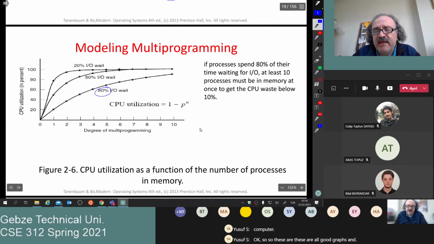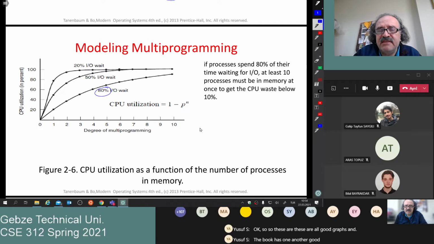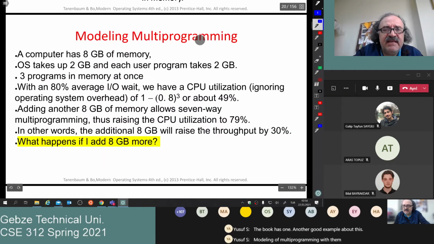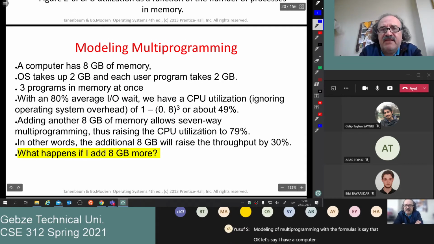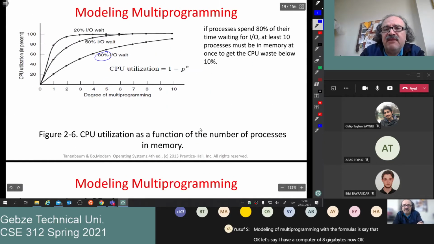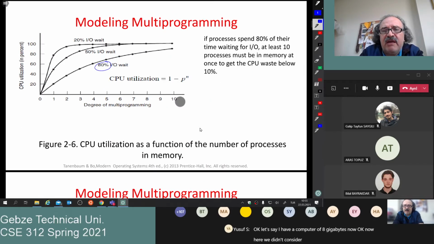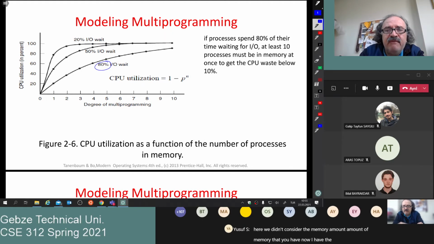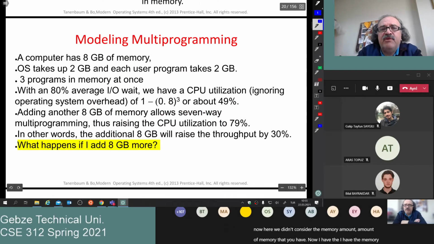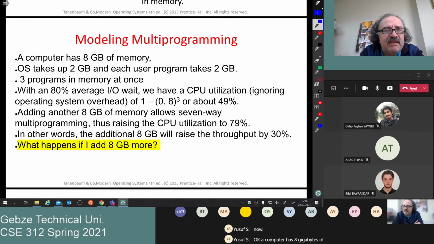The book has another good example about this modeling of multiprogramming with the formulas. It says, let's say I have a computer with 8 gigabytes. Here we didn't consider the amount of memory that you have. Now I have the memory. A computer has 8 gigabytes of memory, so it is limited. The operating system takes 2 gigabytes of memory. That means only 6 gigabytes are available for the processes.